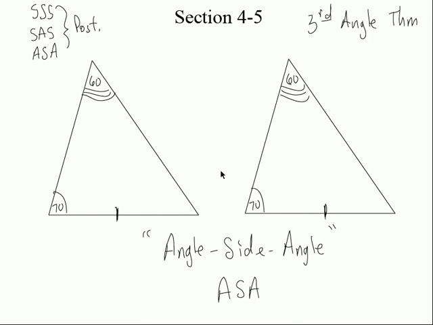What if I didn't know that? What if all I knew was this information, that these two and this non-included side? You're like, well, is that enough information? Well, it is, because watch. If these two are equal, what must be true about this angle and this angle? They've got to be equal too.